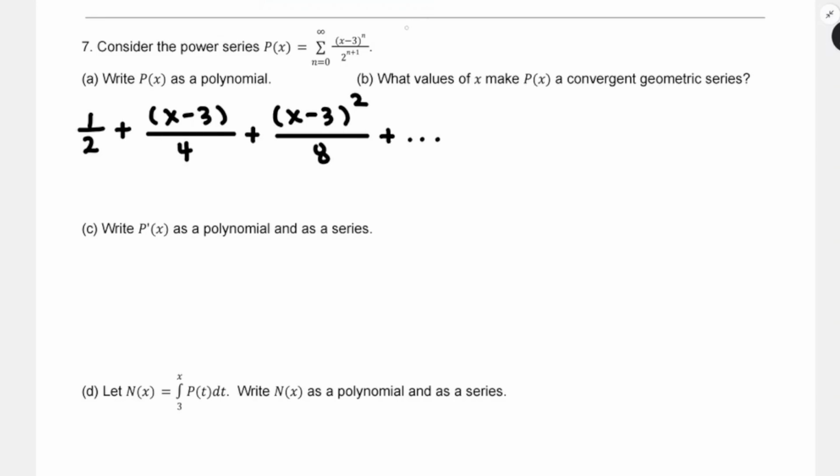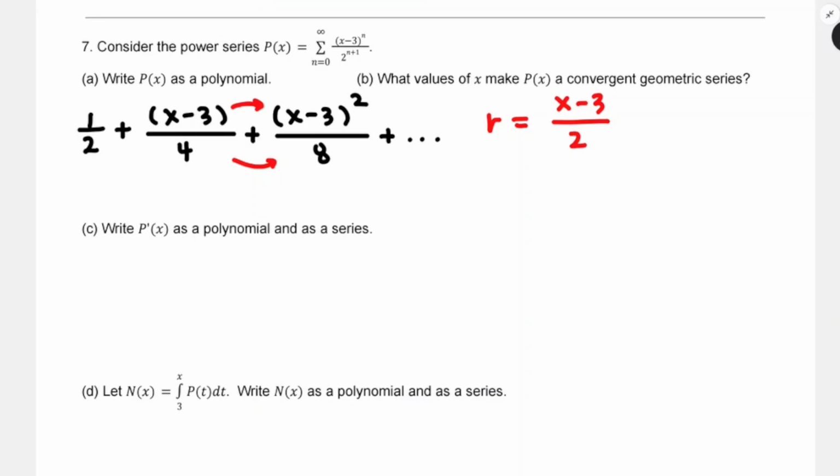You might be working this homework in the future and seeing that the next question is, what is the value of p of 3? And that's going to be a half, because you plug in 3 and you get 1/2 plus a bunch of zeros. All right, what values of x would make it convergent? Think about what we are multiplying by in the numerator and what we are multiplying by in the denominator. That's your common ratio. So ratio equals x minus 3 over 2. Okay, now we can say that the absolute value would need to be less than 1.